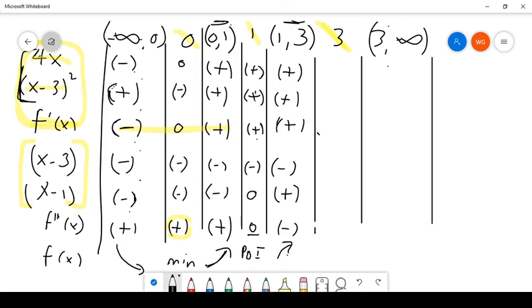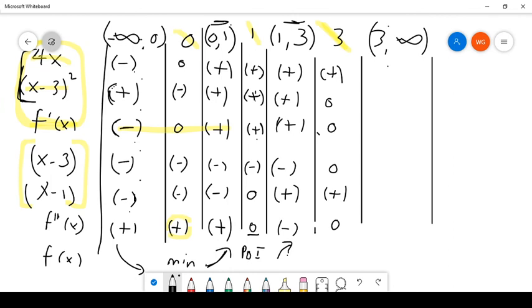At 3, we have positive. We have 3 minus 3, which is 0, right? So the first derivative will be 0. 3 minus 3 again is 0. 3 minus 1 is positive. A positive times 0 is 0. Okay, so before we figure out what's going on here, let's just hold off judgment for a second.